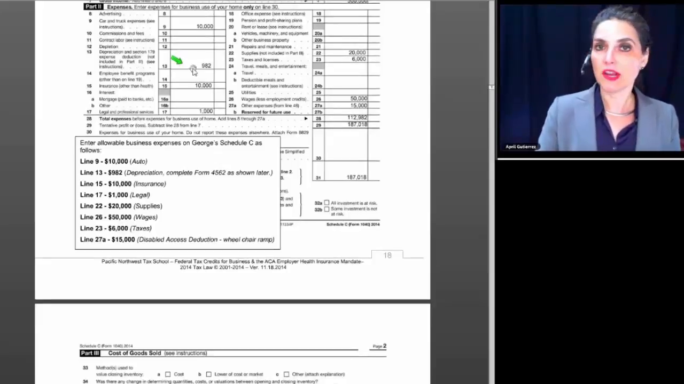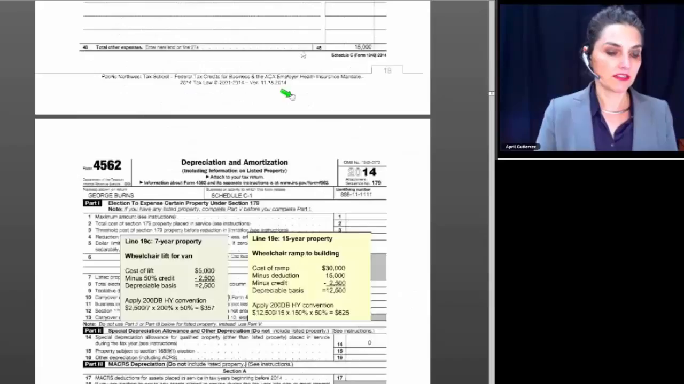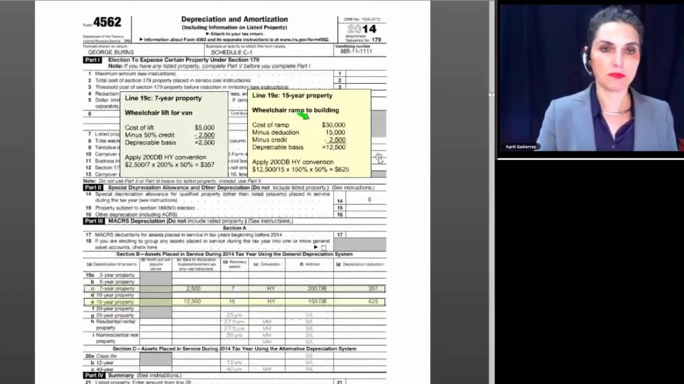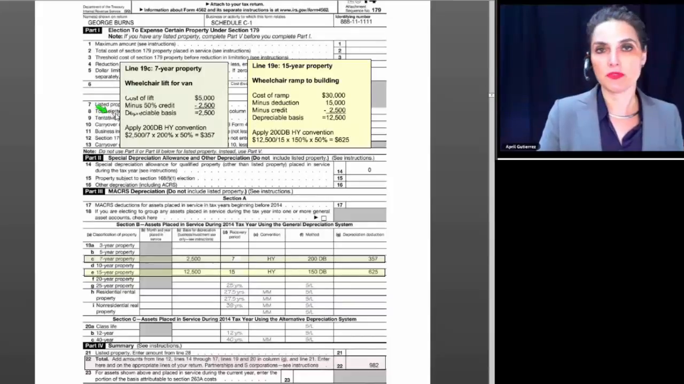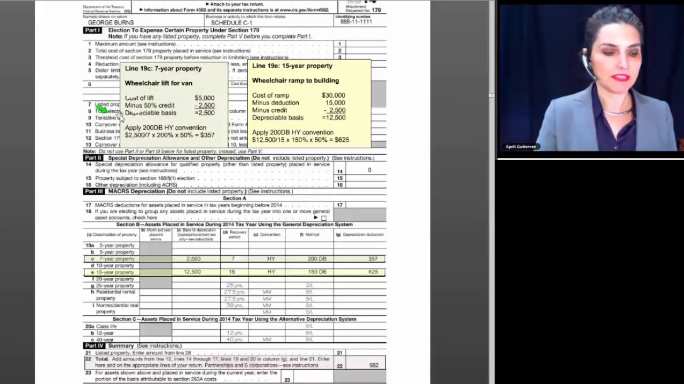When we're finished figuring what that amount is, it comes out to $982. So let's take a look at his Form 4562 where we did that figuring. Firstly, we have the wheelchair lift for the van. The cost of the lift was $5,000. We've claimed a 50% credit against that cost. That leaves us with a $2,500 remaining basis in the wheelchair lift. We've done 7-year depreciation with 200% declining balance and applying a half-year convention, and that gives us a $357 deduction.